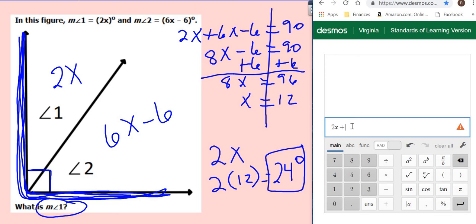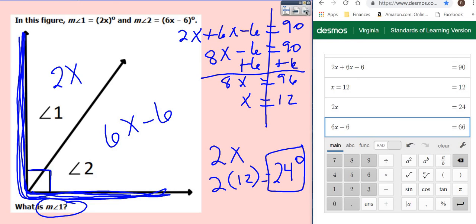So I'm going to put in 2x + 6x - 6. And I'm going to go to the next line and put x equals, and I found it to be 12, so I'm going to plug that in, and it certainly does give me 90, so I know I'm right. Now, if I want to have the value of just angle 1, I'm going to put in 2x, and that's 24. And for example, if I wanted the value of angle 2, I could put in 6x - 6, and I would know that was 66. And then when you add them together, of course, you get 90.